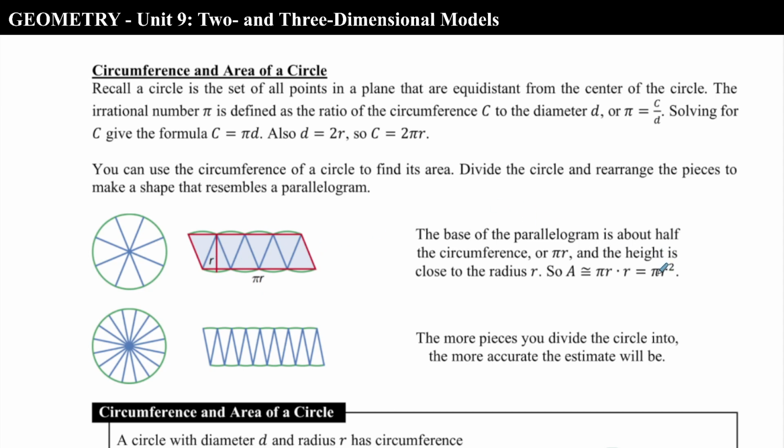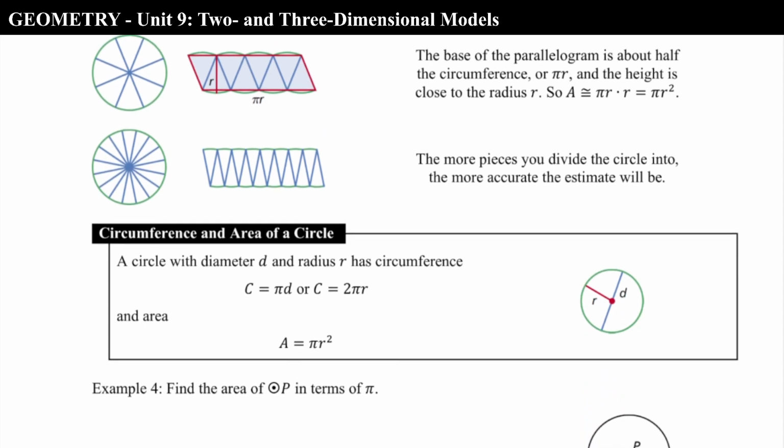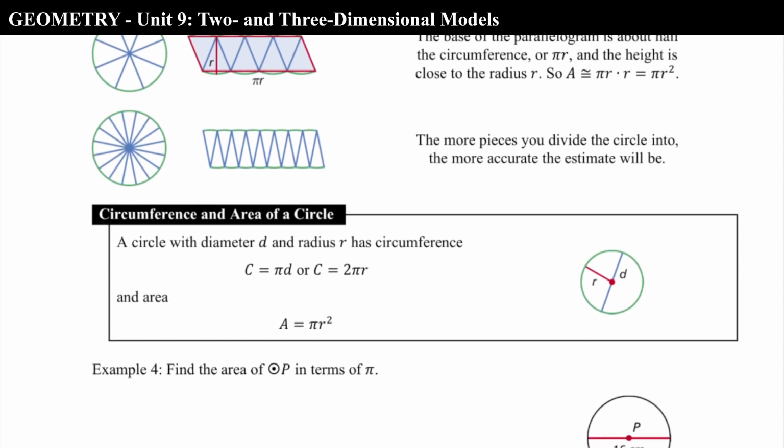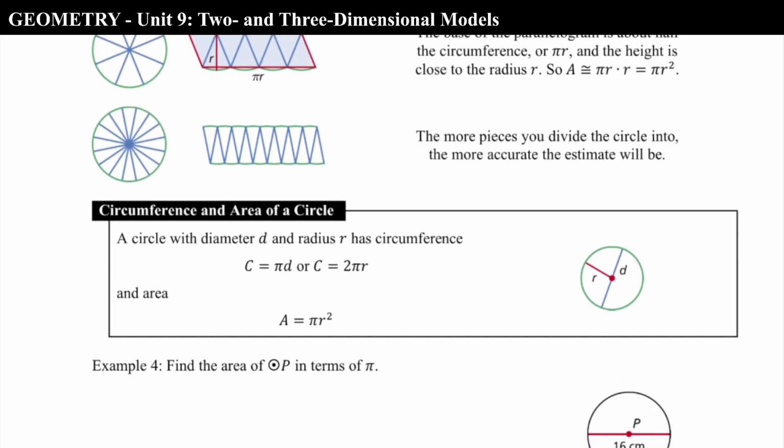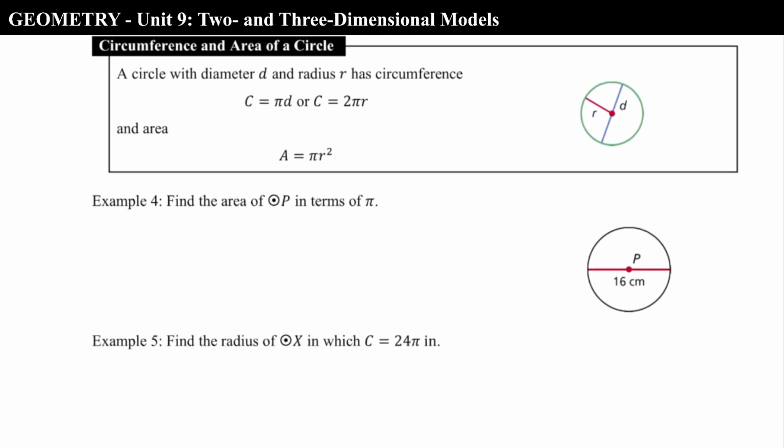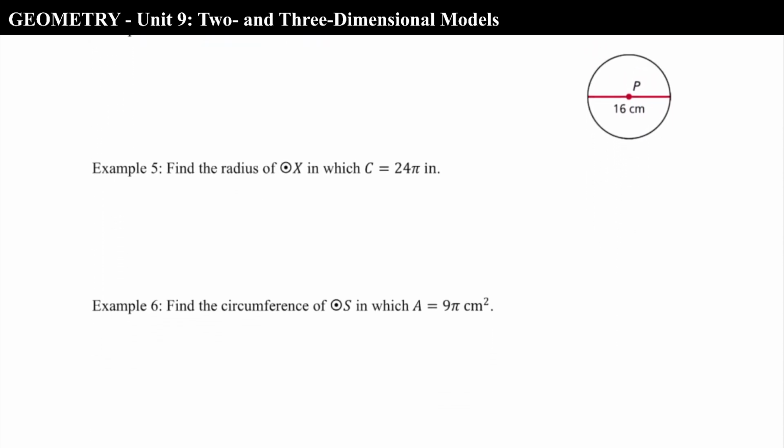That gives us area. The more pieces you divide the circle into, the more accurate the estimate will be, because we end up with less and less overlap the more pieces we have. So the circumference of a circle is 2 pi r, and the area is pi r squared. So let's use those two formulas to do a few examples.